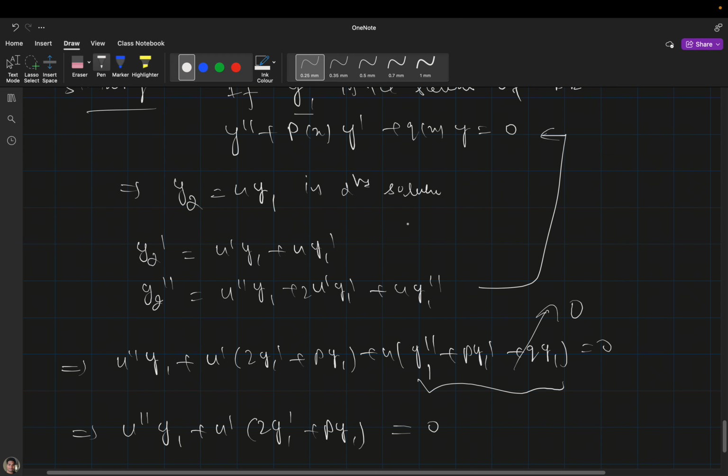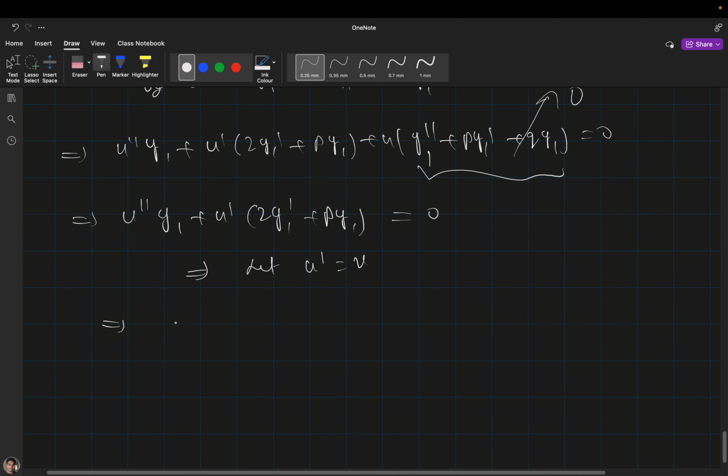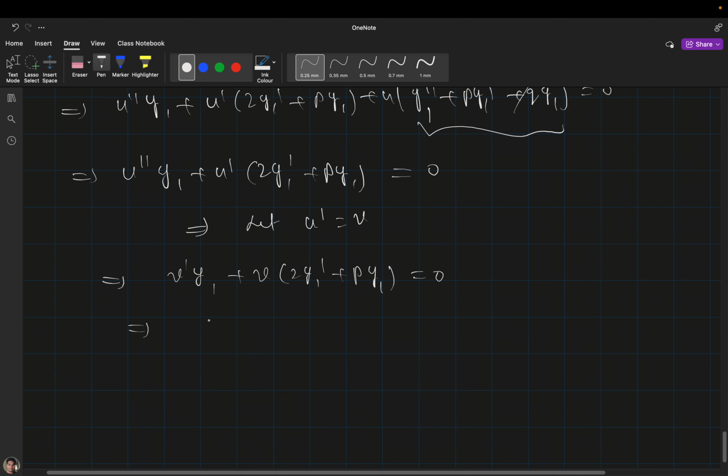Okay, so I will use again the same thing. Let u dash equal to v. Then it will become v dash y1 plus v times (2 y1 dash plus p y1) equal to 0. Similarly, if you rearrange this, you will get dv by v equal to minus (2 y1 dash plus p y1) divided by y1 dx. Any problem here?